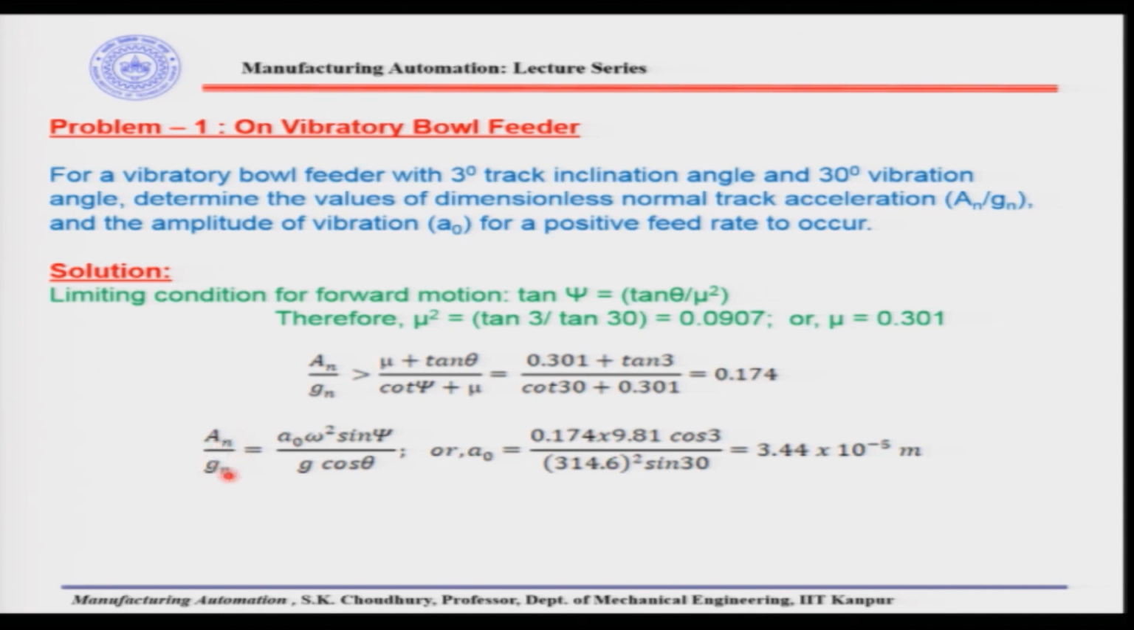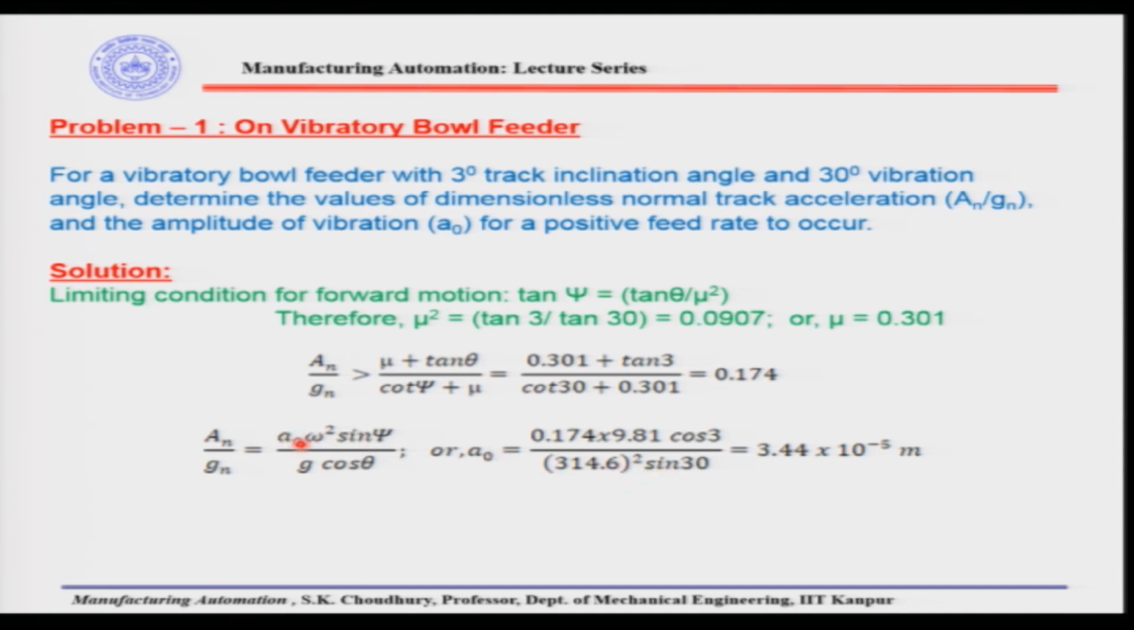Now, next we have to find the amplitude of vibration. We know that an by Gn can be defined as A0 omega square sin psi divided by g cos theta. So, from here you can find that A0 is equal to an by Gn into g cos theta divided by omega square and sin psi. So, this is what we are doing.